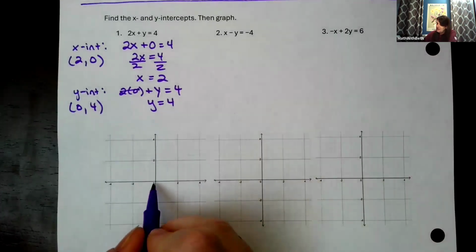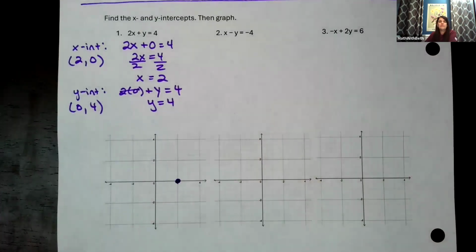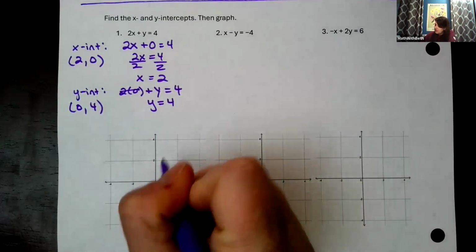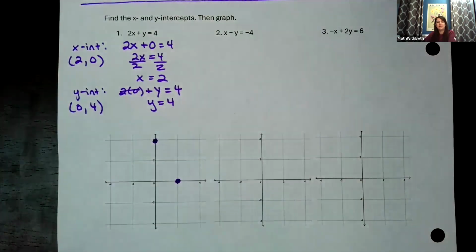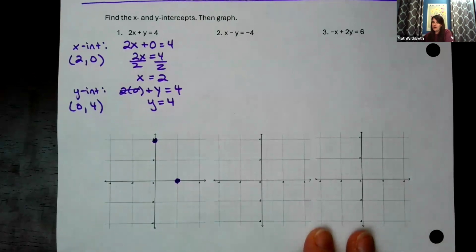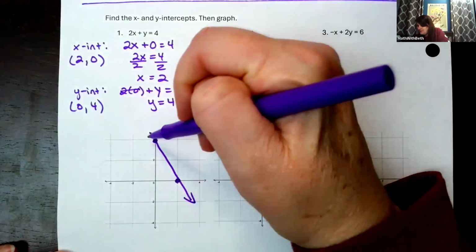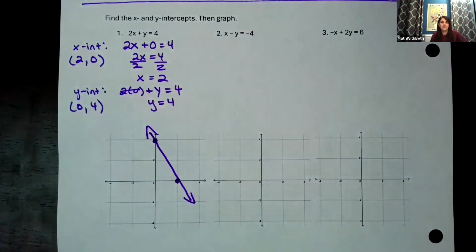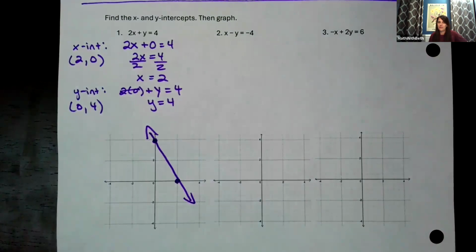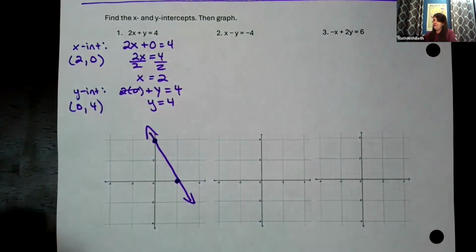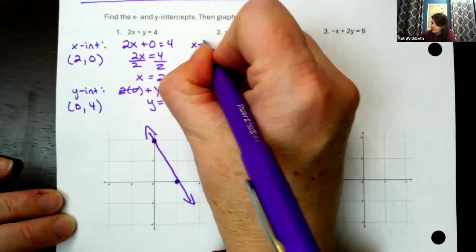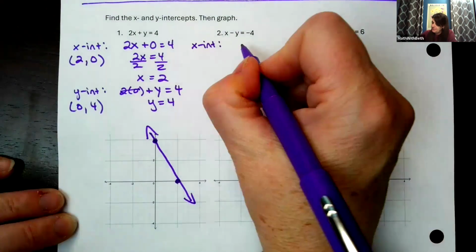So if we plot (2, 0) here, which makes sense, it's on the x, and (0, 4) is up here, which makes sense because it's on the y. And then I'll try my best to make a straight line here. There's your graph. So if you want to pause and try the next two, feel free. But then I would check and see how you did.